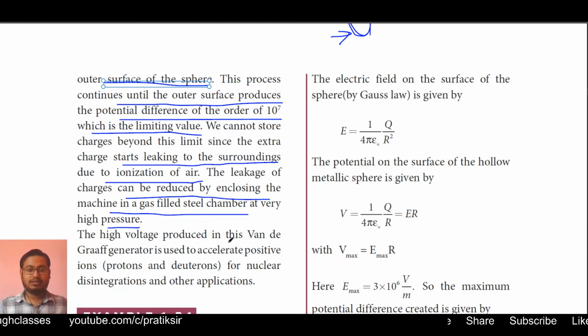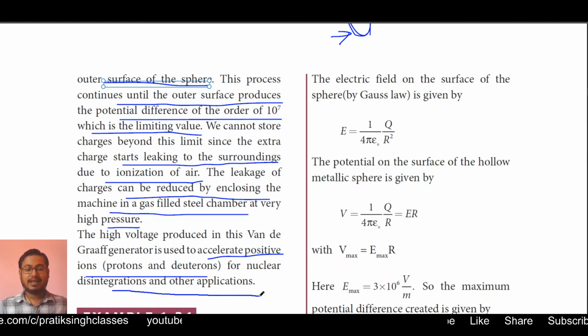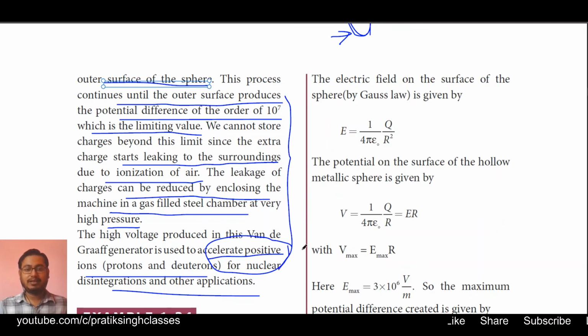The high voltage produced in this Van de Graaff generator is used to accelerate positive ions, that is protons and neutrons, for nuclear disintegration and other applications. When you study nuclear fusion and fission in atomic physics, the same thing will come again, how the charges, especially neutrons, are accelerated there, whether a Van de Graaff generator or any other kind of generator is used. So I hope you have understood the mechanism of the Van de Graaff generator very well, and you will never forget the things explained in this tutorial video.